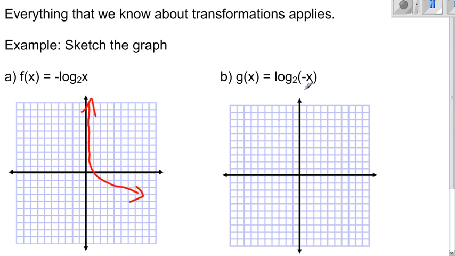A negative in front of the x is going to reflect it over the y-axis. So again, instead of looking like this, it will be reflected over the y-axis, more like that.